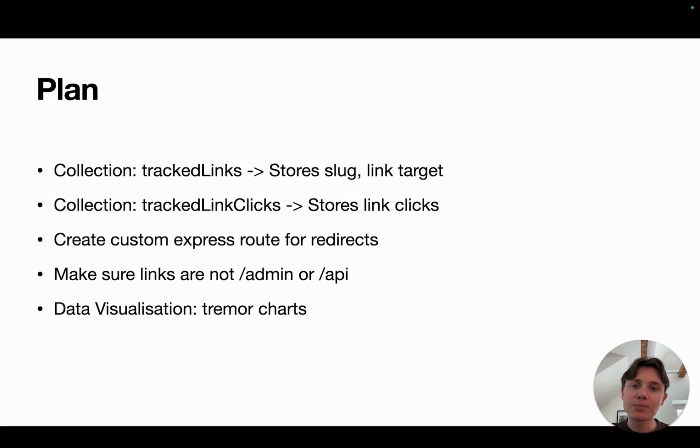The reason why we separated this into a second collection is that if we would store it in the actual link itself, it would basically grow indefinitely, which is not a good practice. Apart from that, what we need to create is a custom Express route to handle the redirects. And we also need to make sure that the links are not /admin or /api so that it doesn't interfere with the default Payload features.